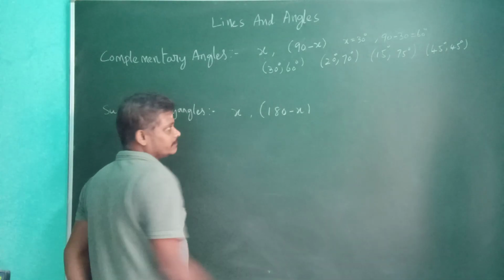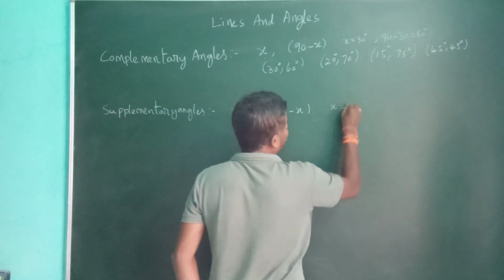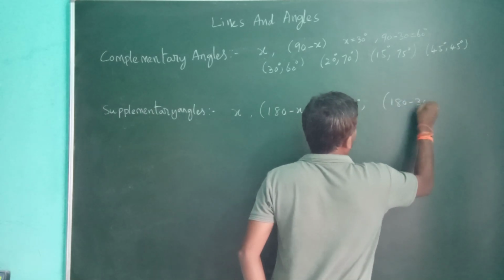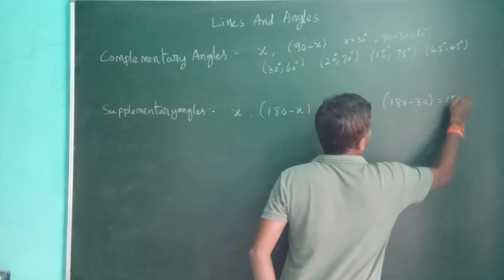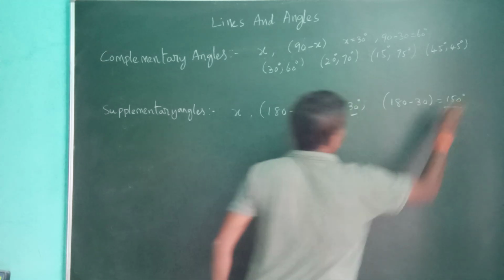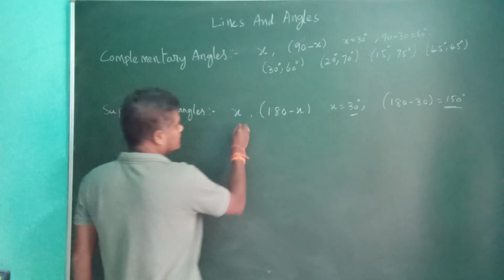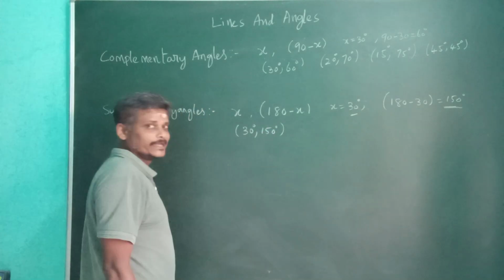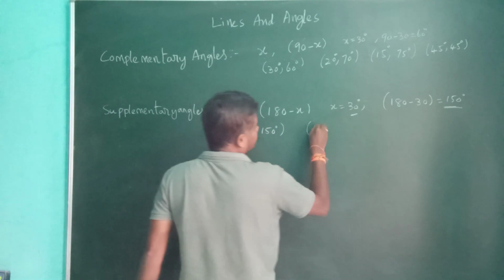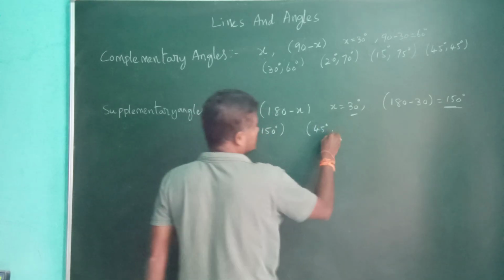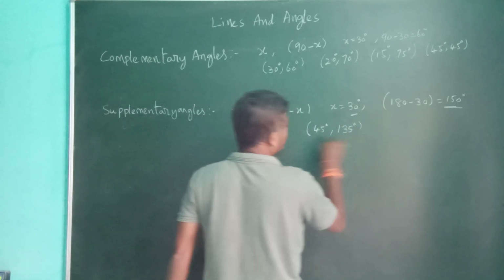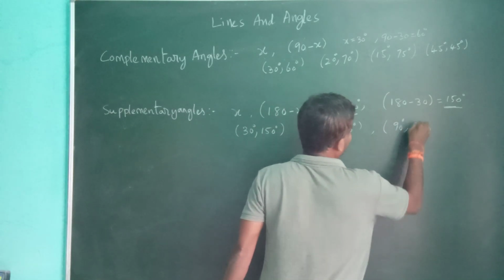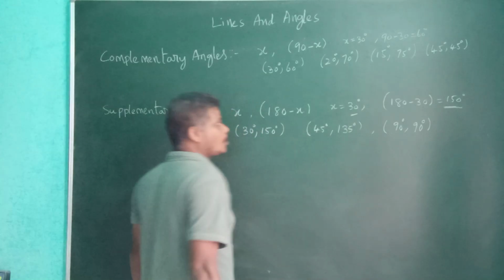Let us take one example. If x is equal to 30 degree, 180 minus 30, that is equal to 150. So 30 degree and 150 degree are supplementary angles. This is one pair of supplementary angles. The sum will be equal to 180 degree. If I take 45 degree, for 45 degree, this will be 135 degree, sum will be 180. For 90 degree, supplementary angle is 90, 90 plus 90 is equal to 180.